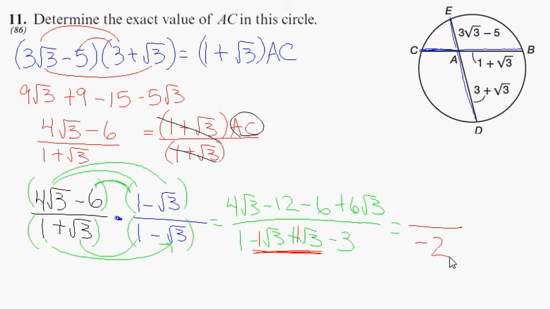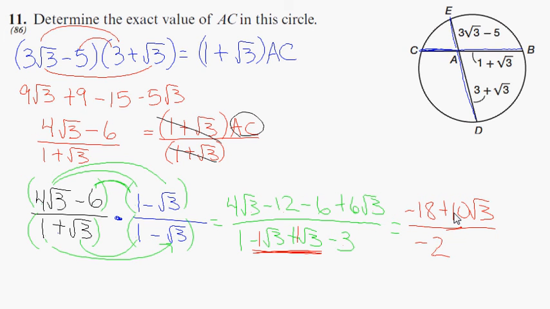Now let's add our like terms here in the numerator. We get negative 12 and negative 6, that's negative 18. Here we add these two together, we get 10, because square root of 3 and square root of 3 are like terms, so we add 4 plus 6 and get plus 10 times the square root of 3. Well, look at this. This is divisible by negative 2, this is divisible by negative 2, and this is divisible by negative 2. So let's do that.